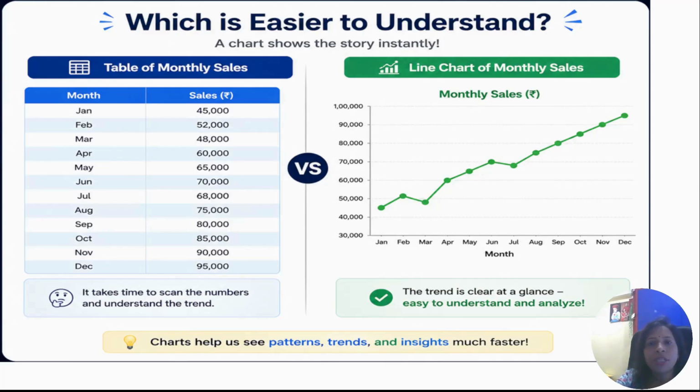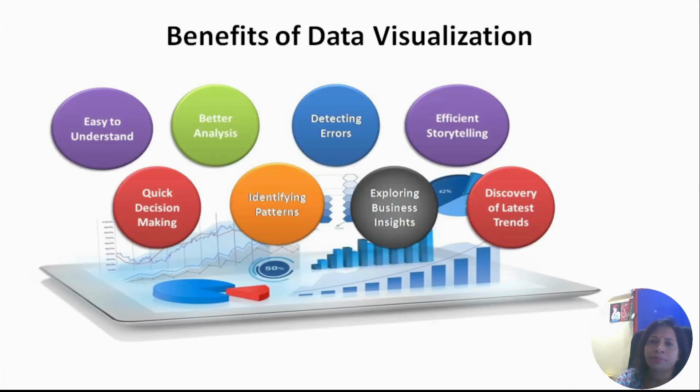Both pieces of information are identical. However, the chart immediately reveals whether sales are increasing, decreasing, or remaining stable. So we can identify trends within a second. This example clearly demonstrates why visual representations are often more effective than tables when communicating insights. So visualization reduces effort and improves understanding.